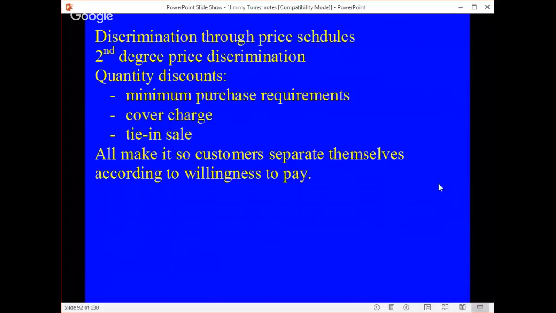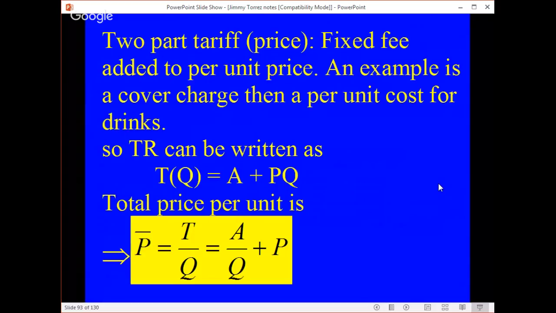Okay. So basically, in these cases, I want to make the customers separate themselves according to willingness to pay. For instance, a two-part tariff, that's like a cover charge, a membership fee. For instance, Costco: I have to pay a fee, and then when I go there, I have to pay for each individual item. Country clubs: you pay a membership fee, and then if you want to play a round of golf, you have to pay for a round of golf.